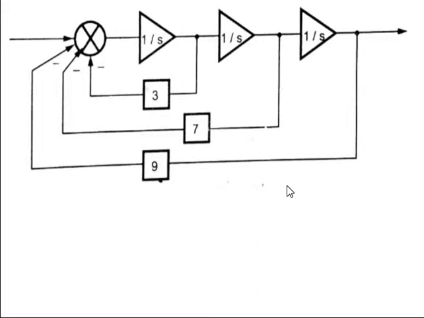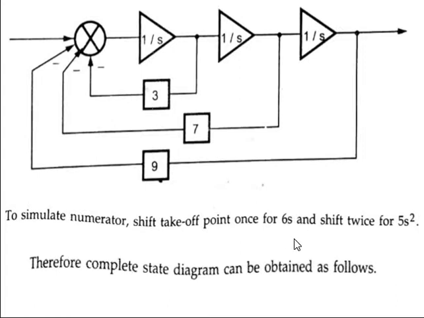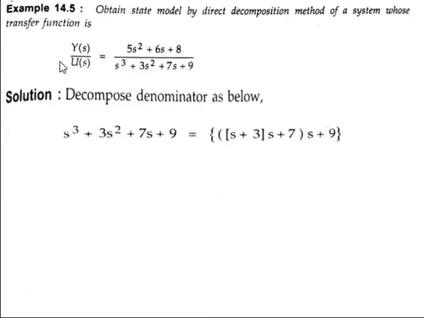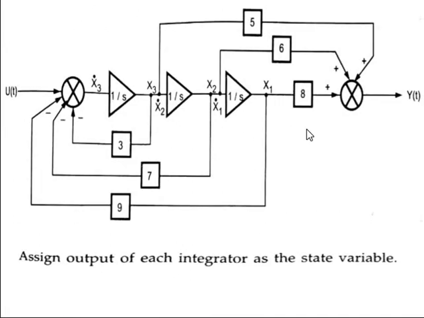Now we go for the numerator part. The numerator is this one. That means 8 is not multiplying with any s, so 8 is directly connected to the output. 6s, 6 multiplied with 1 s, so the 6 block is connected before one integrator, and 5s square, 5 multiplied with s into s, 2 s's, so the 5 block is connected before 2 integrators. Like that we can connect the numerator.